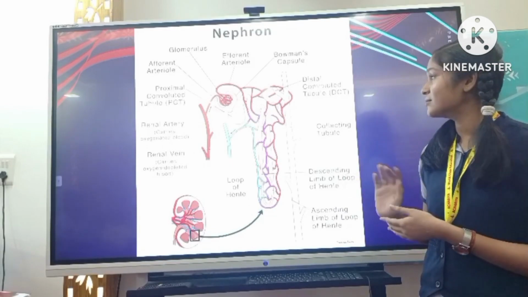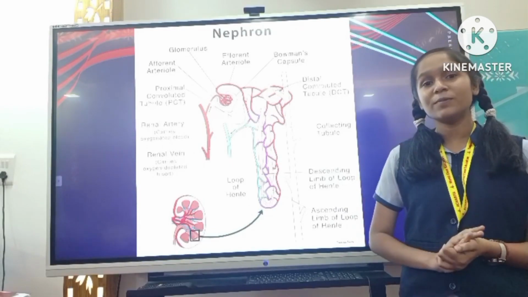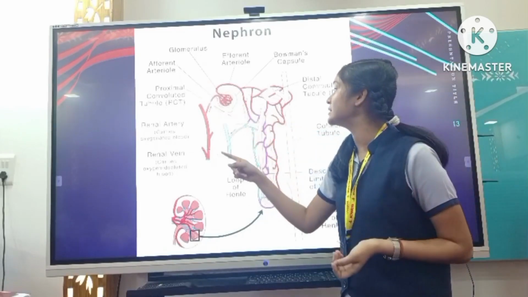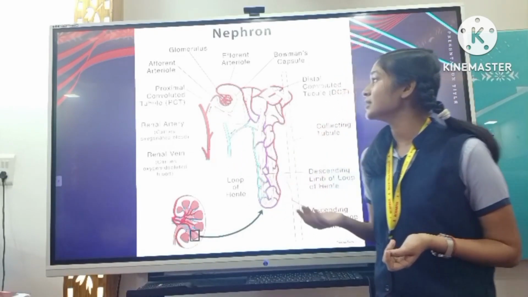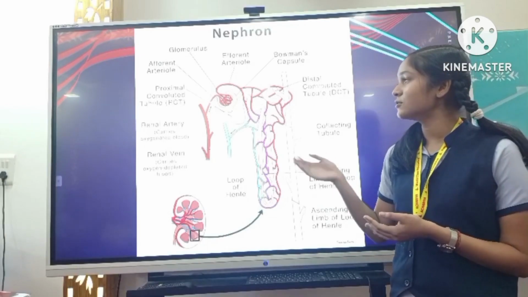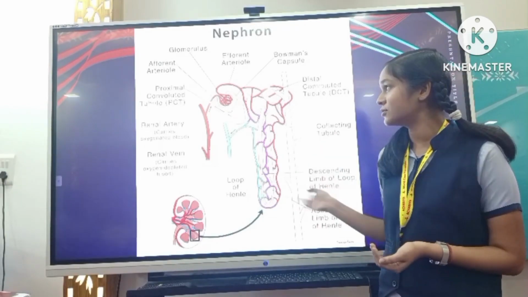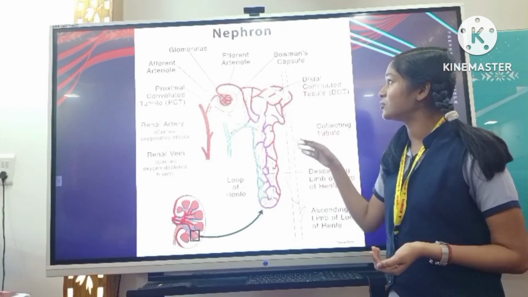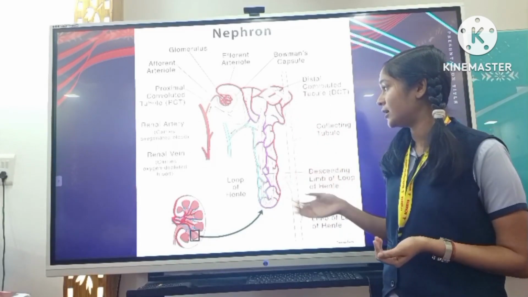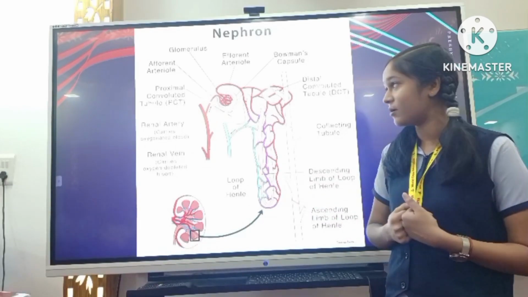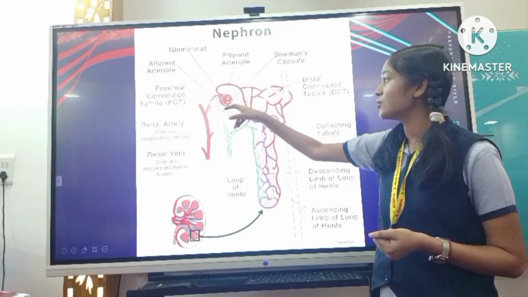So this is the diagram of the nephron. The two blood vessels associated with the nephron are the afferent arteriole and the efferent arteriole. The afferent arteriole is a branch of the renal artery and is responsible for carrying oxygenated blood to the nephron. And the efferent arteriole is a branch of the renal vein and is responsible for carrying deoxygenated blood away from the nephron. So this is the glomerulus.